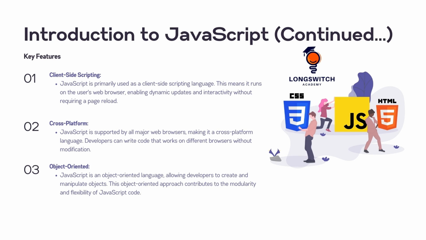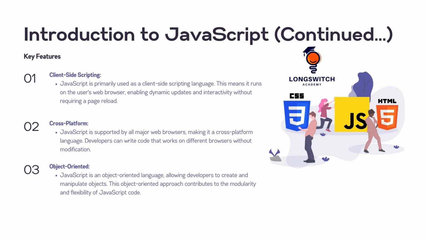JavaScript's cross-platform capabilities make it possible for modern web applications to run smoothly across different browsers like Google Chrome, Mozilla Firefox, Microsoft Edge, etc., helping them to reach a broader audience. The next key feature of JavaScript is its object-oriented paradigm. Let's know more about the object-oriented side of JavaScript.